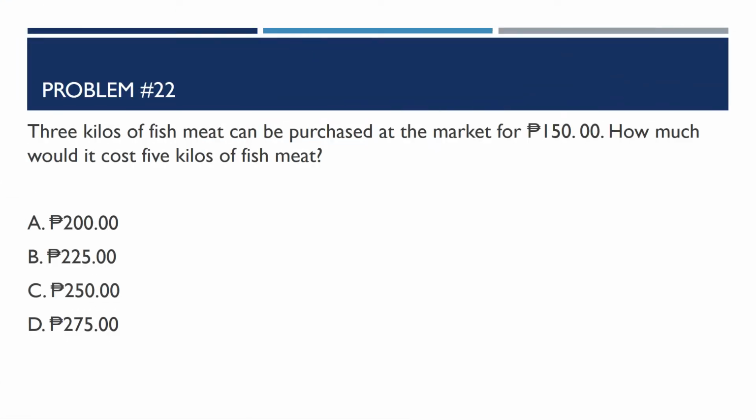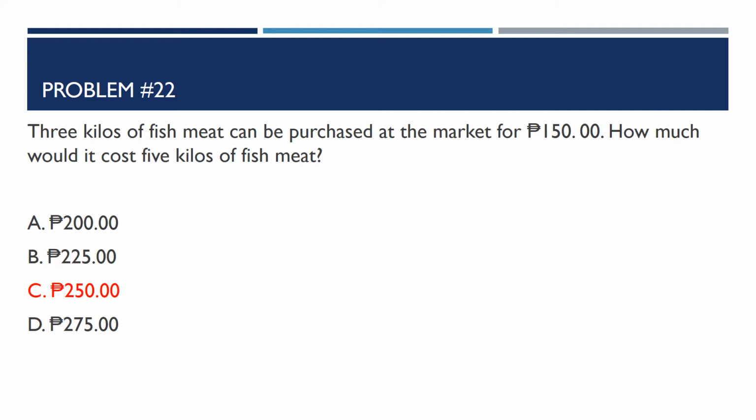Number 22. 3 kilos of fish meat can be purchased at the market for 150 pesos. How much would it cost for 5 kilos of fish meat? So let's figure out the answer. The answer for number 22 is 250 pesos. So how do we get this answer?